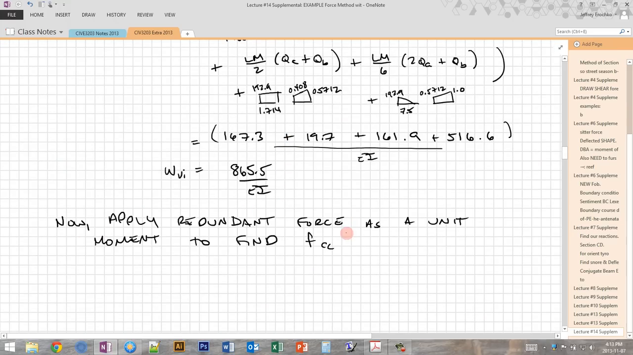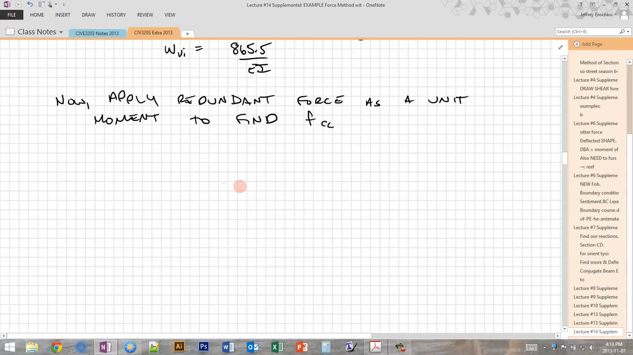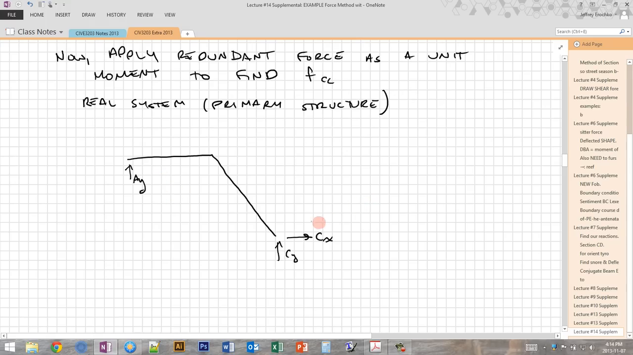So now we have to find the same rotation in the same location for our primary structure, but this time without the external load and just with the redundant. Since we've probably forgotten, here's what our real system looks like. This is our primary structure, the structure for which we've already removed the redundant reaction. So it looks like this. You recall, this is our primary structure. We don't have a moment here because we've released the fixed end.